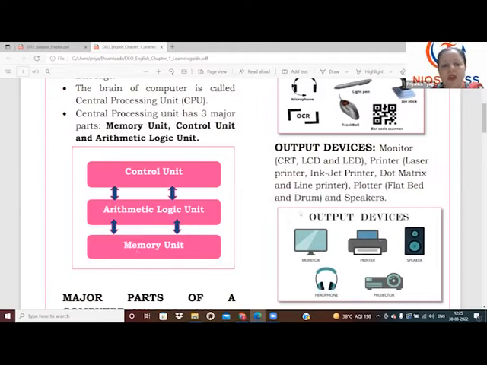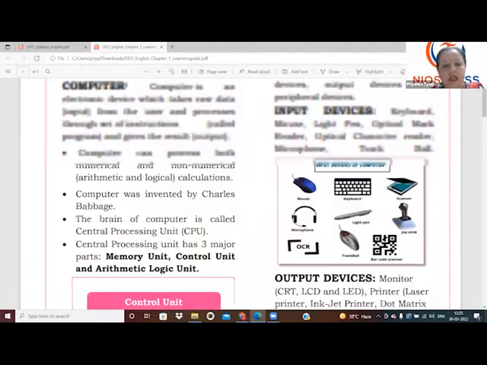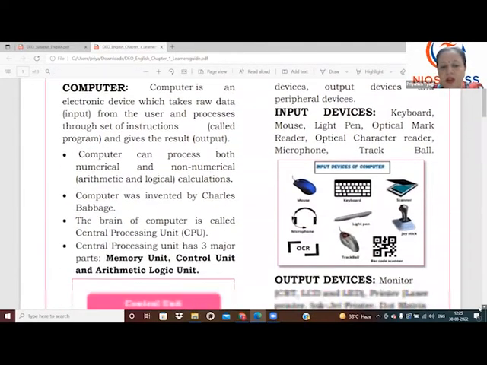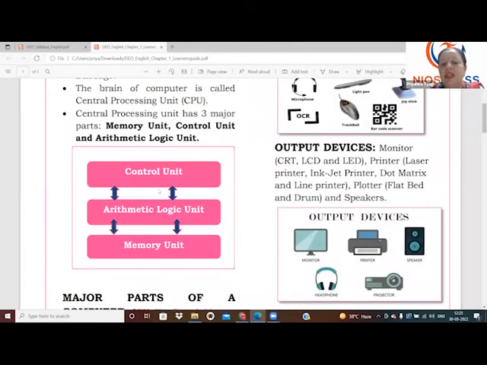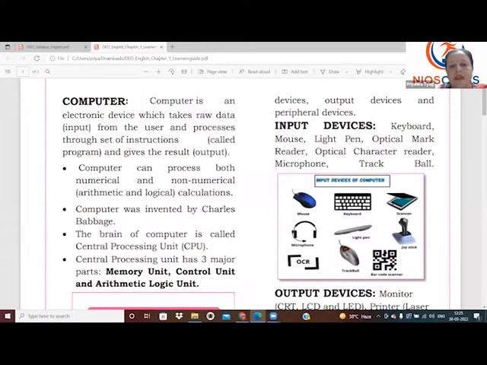Now you can see this is all about the overall structure of the computer. And one more thing: these 3 units together make a very major and important device inside the computer system, that is the central processing unit. We can say that the CPU is a combination of 3 major units: the control unit, the arithmetic logic unit, and the memory unit.